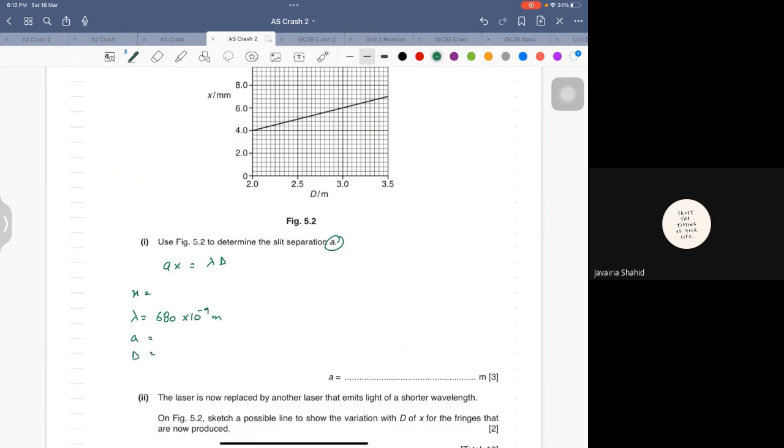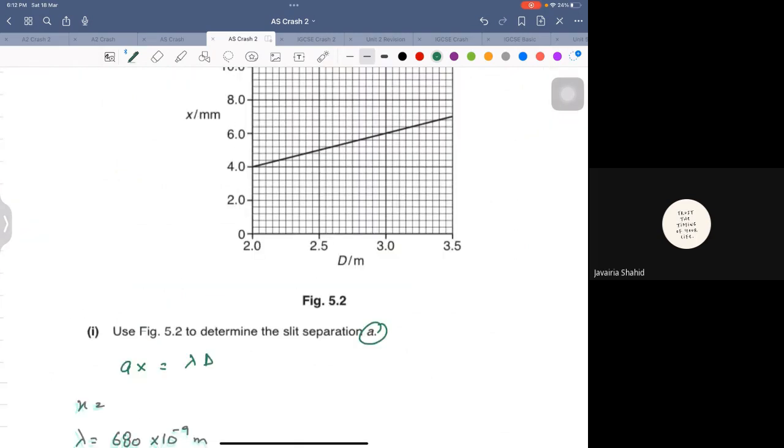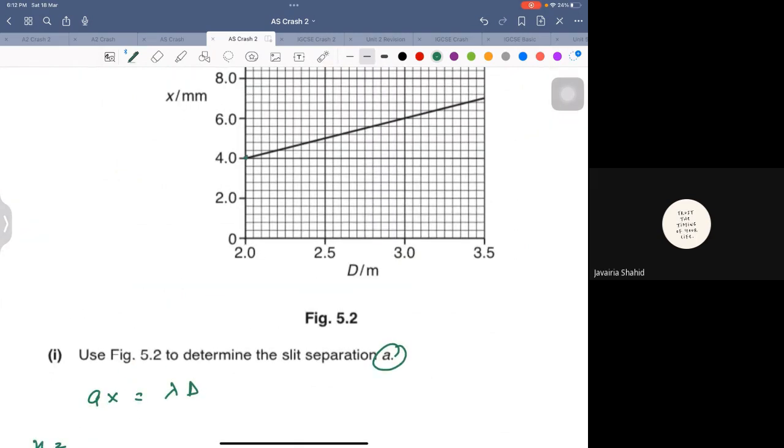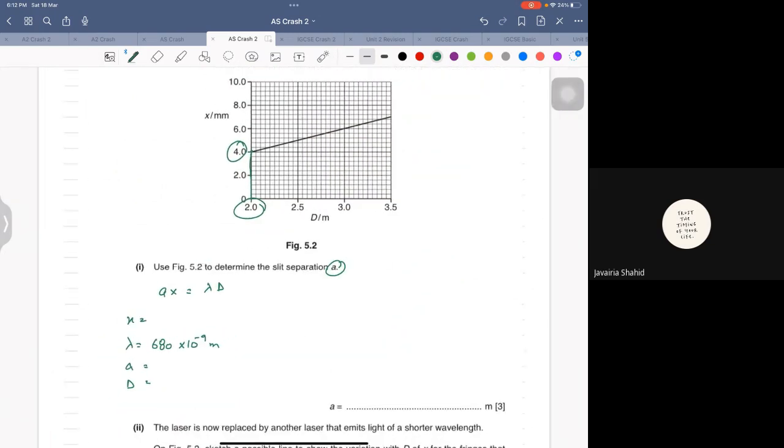For x, you can pick any value. You can pick this value, which is easiest because that's 4, and at 4 the distance is 2. So I'm going to just use this. 4.0 times 10 raised to power minus 3, because this was in millimeters, and D was 2.0 meters. Can you find A, please?